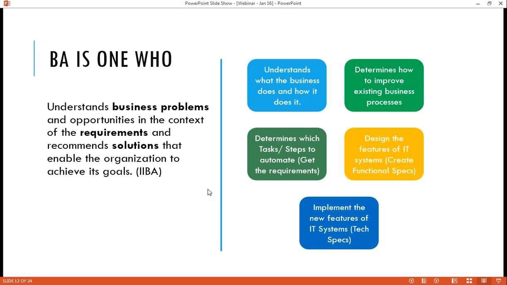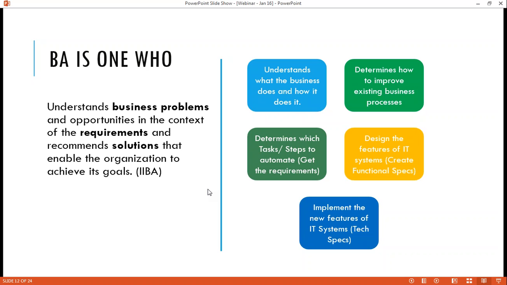A BA is expected to understand what the business does and how it does it. You are also supposed to determine how to improve existing business processes, and that will happen only when you know what the existing processes are, and that is when you use your domain knowledge skills to build the domain knowledge about the project that you are in. As a BA, you will also determine which tasks and steps to automate. If there is a certain process that the project is following, you need to know the process completely first. Only then you'll be able to identify which steps you can automate and make the job easier.